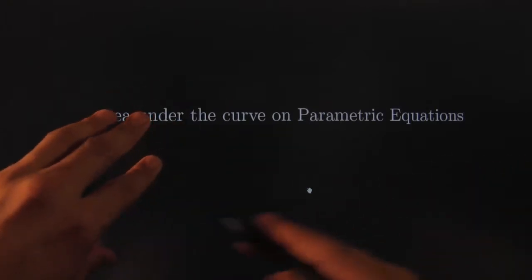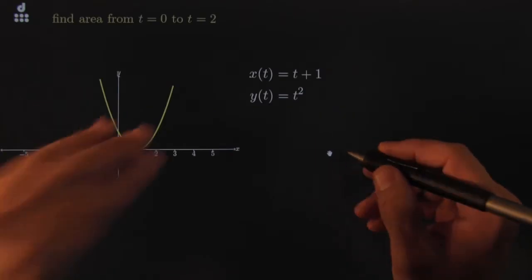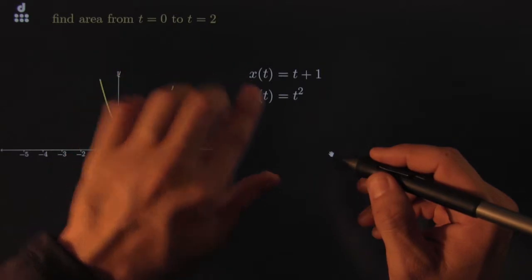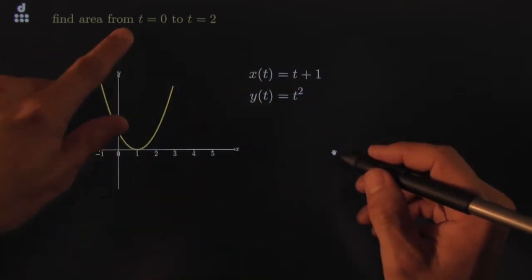So let's start off with some innocent little problem. Maybe this one. We set some boundaries here when t goes from 0 to 2. We got our parametric equations. I made a picture of the graph. We're trying to find the area.